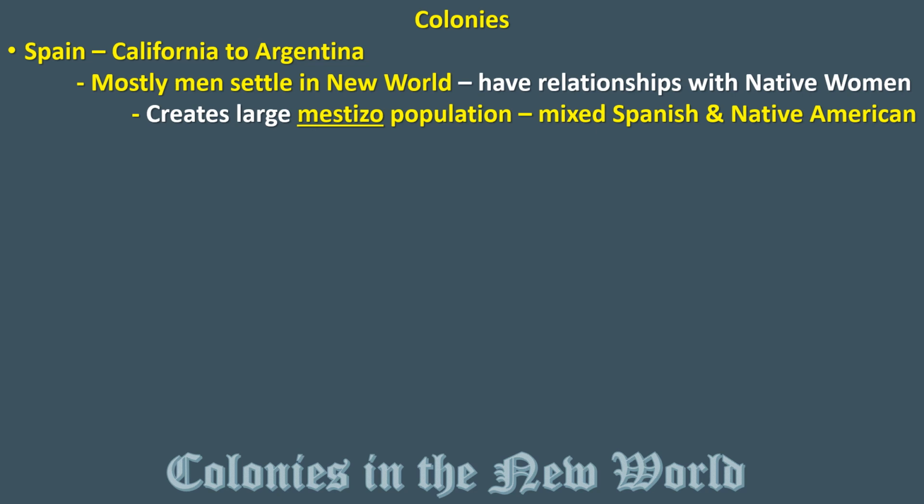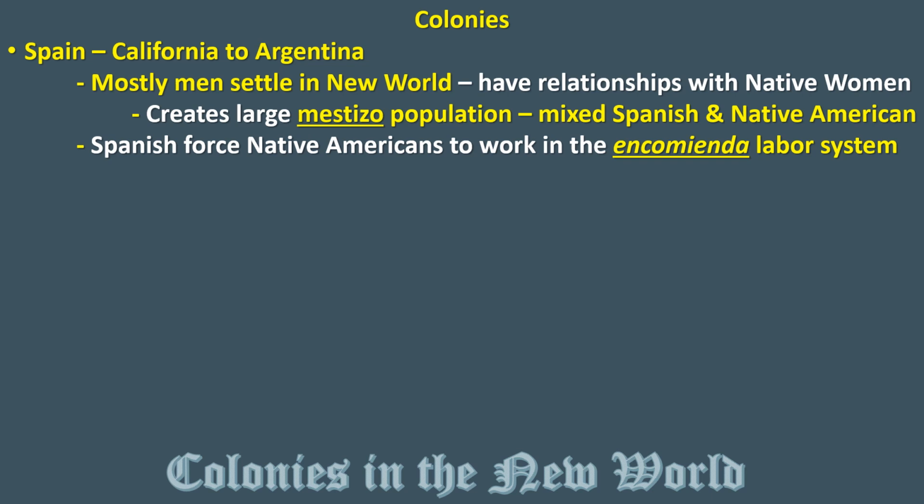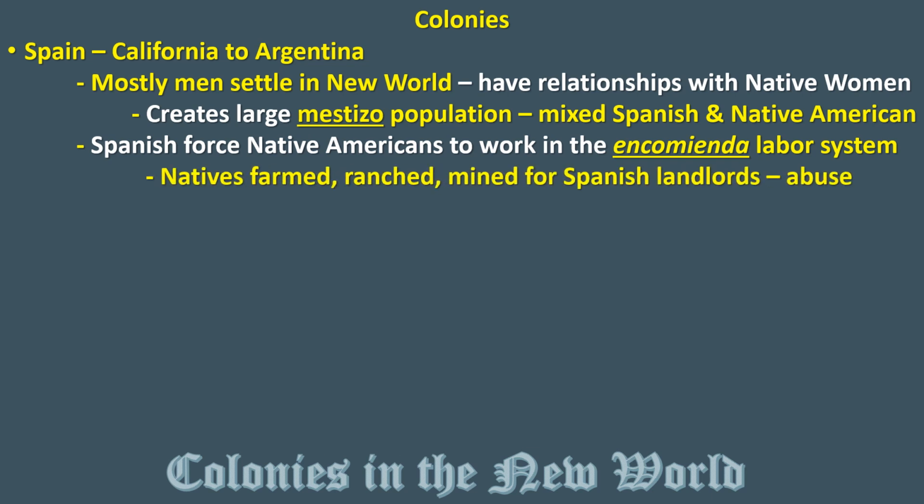Now, in these Spanish colonies, the Spanish are going to force the Native Americans to work in what they call the encomienda labor system. The encomienda labor system is where the natives, not the Spanish, are forced, and the key word here is forced, to farm, ranch, and mine for their Spanish landlords. I should not have to tell you that there is obviously lots of abuse that takes place on these native workers by these Spanish landlords and colonial masters. So again, the key word being forced, the natives are forced at gunpoint, under threat of death and all other sorts of threats, to farm, ranch, and mine for the Spanish. And again, lots of abuse in there.